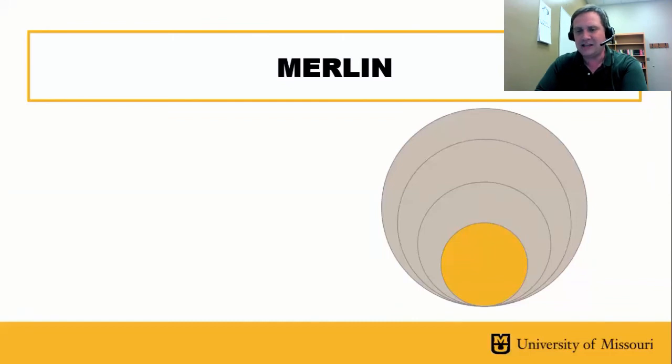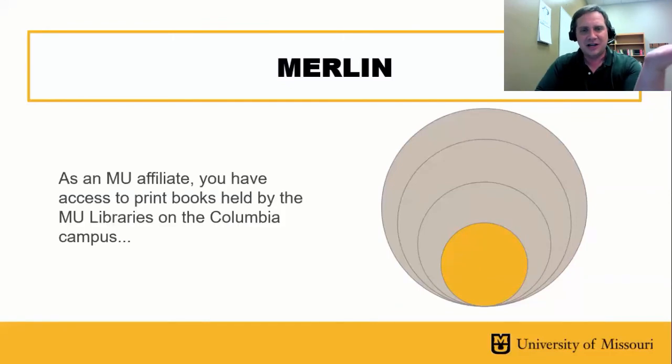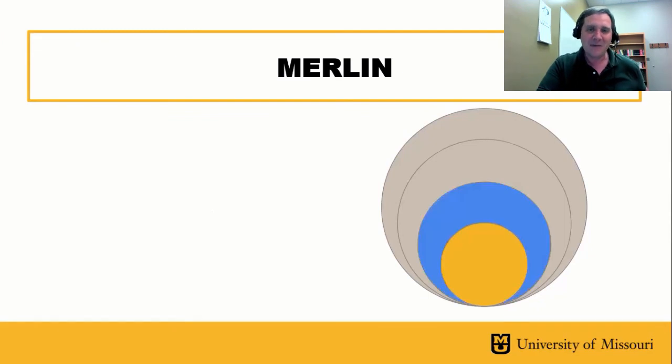So in that Merlin search, that books and media search, you have access to the print books that you typically find and other physical materials that you find in that search. Those are things that are held here on the Columbia campus in our various libraries. So you have the ability and the right to check those things out typically, unless they are restricted from checkout.